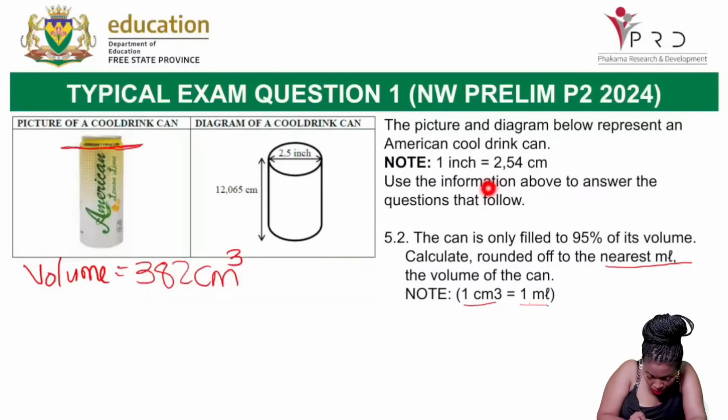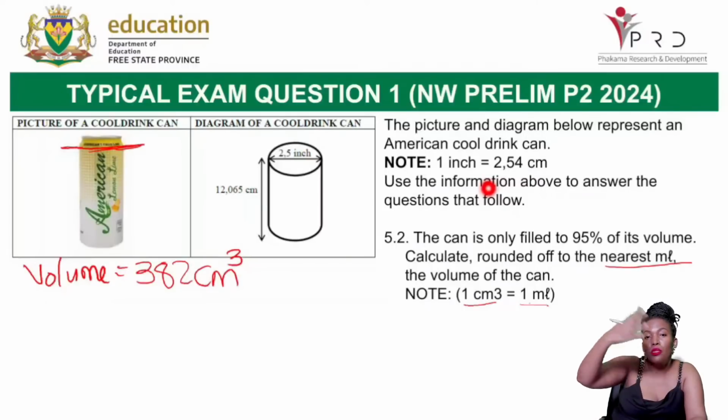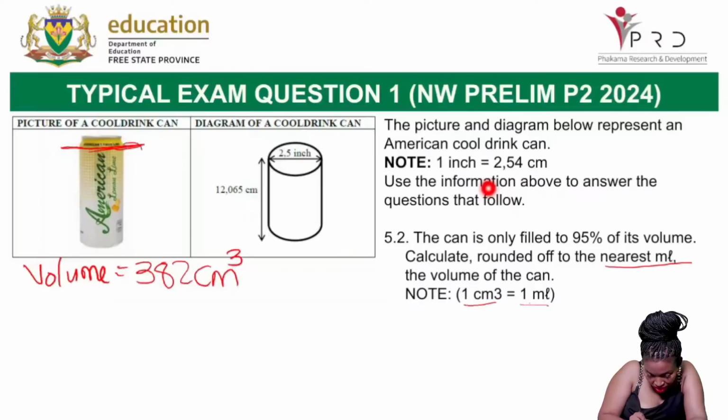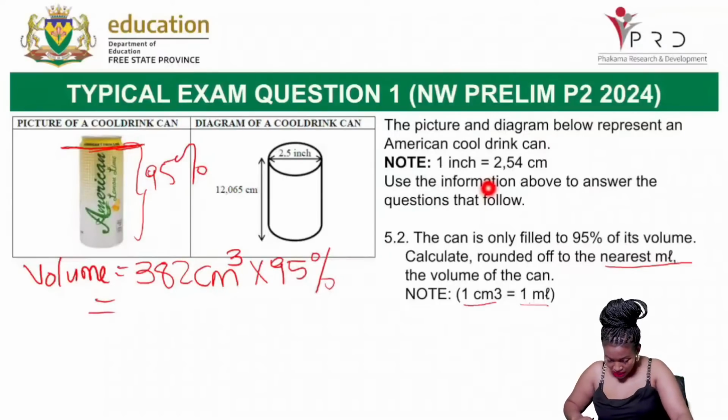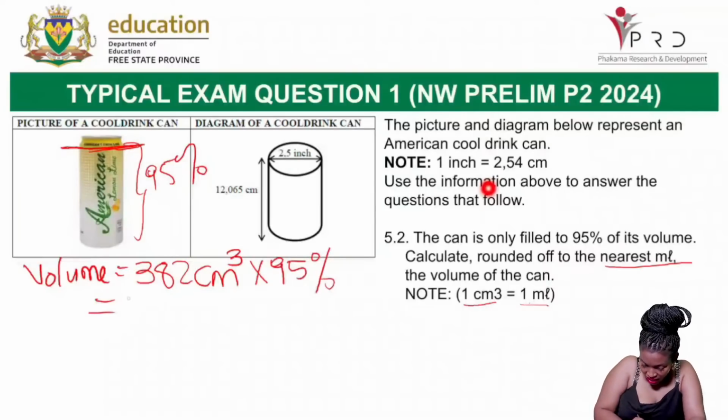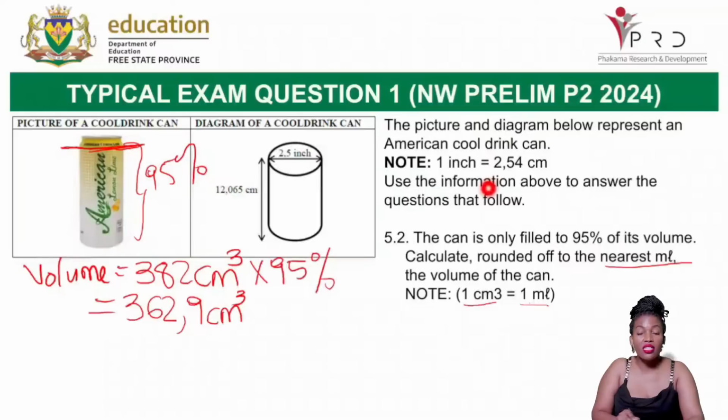But if the can is full of cold drink, the cold drink is up to here. They don't fill it to the brim, because if they fill it to the brim, it will spill. So they fill it up to here. That's why they say it is only filled at 95%. So to find the volume of the cold drink, we want 95% of this. We say 382 multiplied by 95%, and we are getting 362.9 centimeters cubed. So this is the new volume.